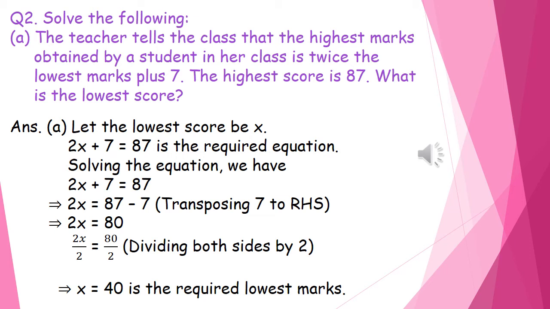By subtracting we are getting 80. So 2x is equal to 80. Now we have to divide both sides by 2 because 2 is multiplied with x. So 2x by 2 is equal to 80 by 2, or x is equal to 40. That is the lowest marks.